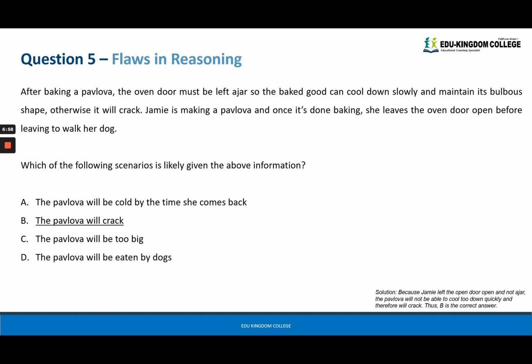Number 5, flaws in reasoning. So after baking a pavlova, the oven door must be left ajar, so left open a little bit, so that the baked good can cool down slowly and maintain its bulbous shape, otherwise it will crack. So if you've seen pavlovas before, they're made out of meringue or egg whites and sugar, and they're kind of dome shaped like this. And if you don't leave the oven door open for a good amount of time, then this will crack.